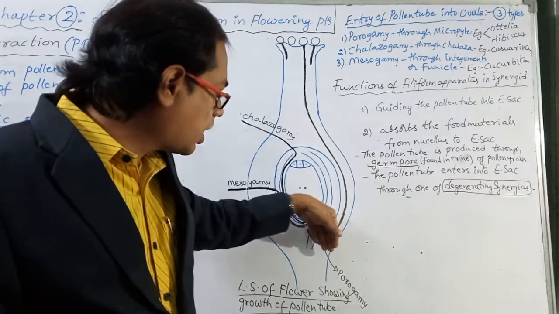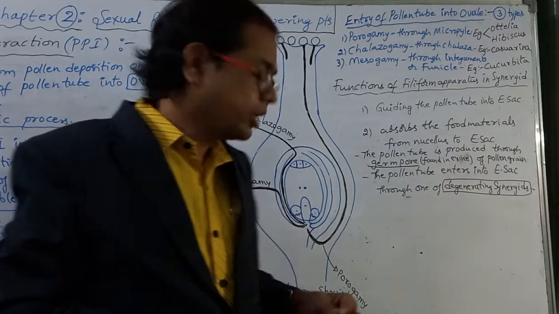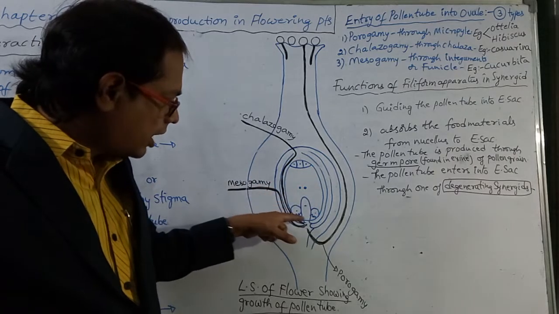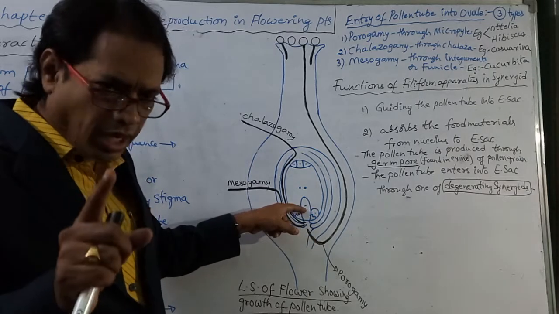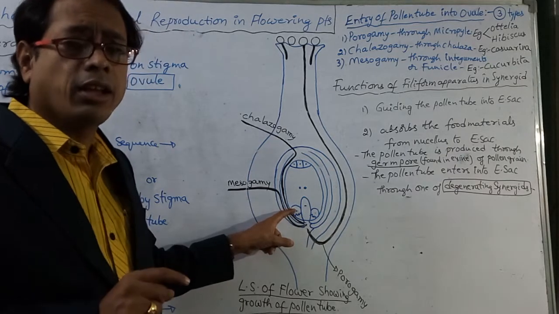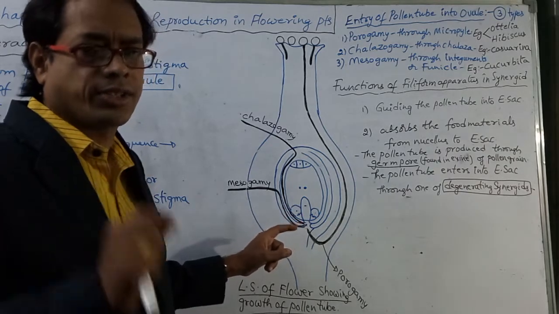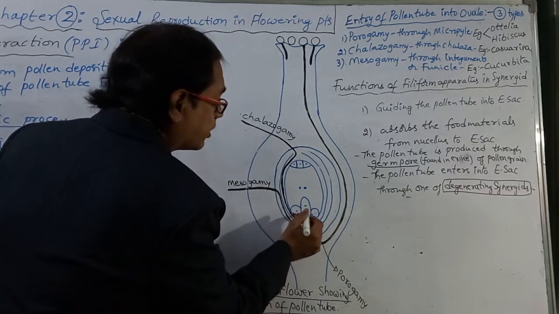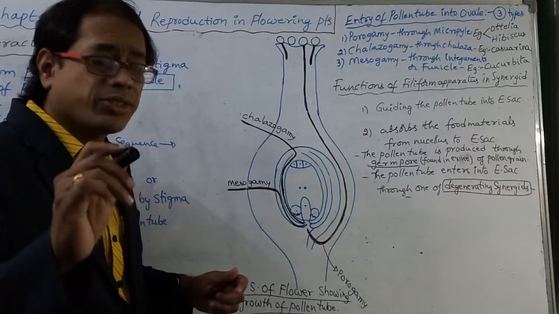Whenever the pollen tube enters into the embryo sac, which one helps in guiding the pollen tube into the embryo sac? See, look at this figure. This is the embryo sac and this is the egg apparatus. This egg apparatus contains central cell called egg cell. On either side of egg cell, synergids are present. Synergids contain filiform apparatus. Filiform apparatus found in which cell? Synergids.